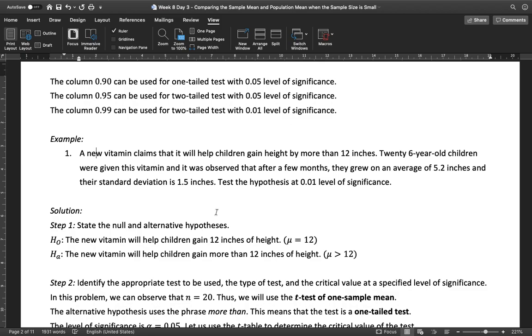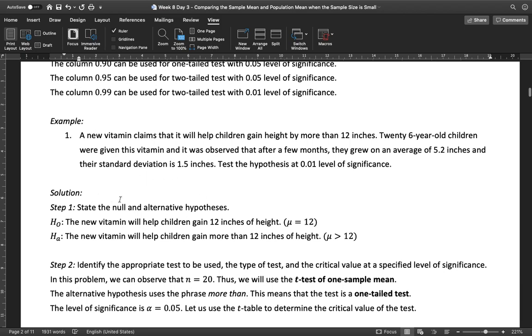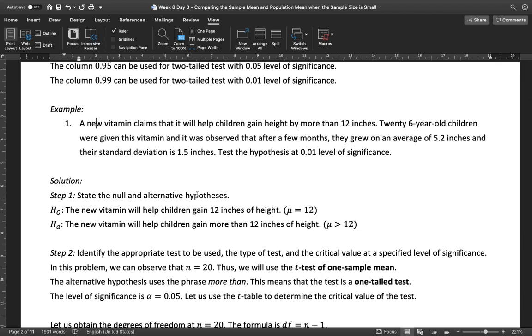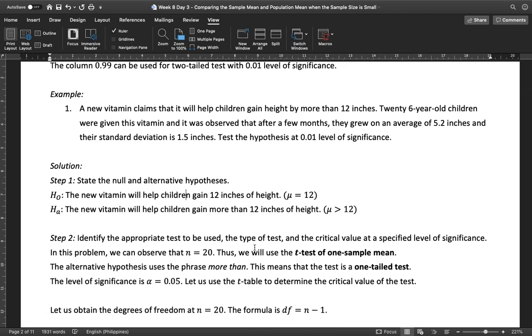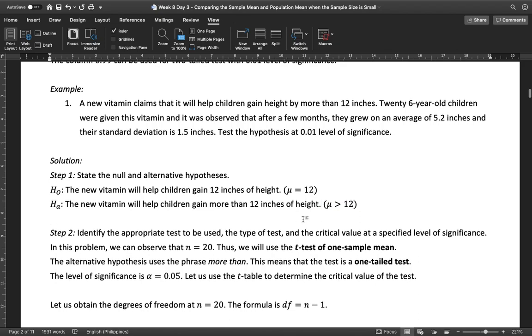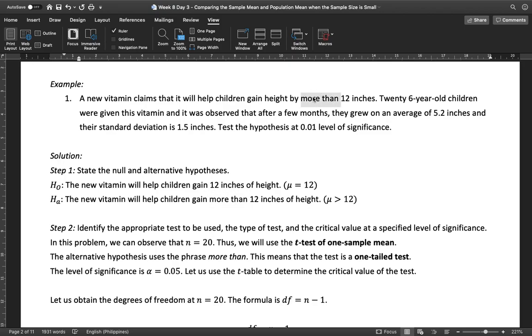So let's begin with the first step here. Step 1, we state the null and alternative hypothesis. So ano ba yung parameter natin dito? Yung parameter natin yung height ng children. And yung hypothesis value natin, they will gain height by more than 12 inches. So, null hypothesis, parameter equal kay hypothesis value. The height, they will gain 12 inches. Mean equals 12. And alternative natin, new vitamin will help children gain more than 12 inches of height. Mean is greater than 12. At bakit more than? Kasi yun yung nandun sa claim natin.